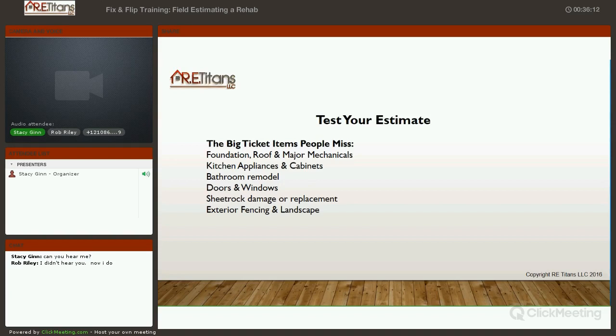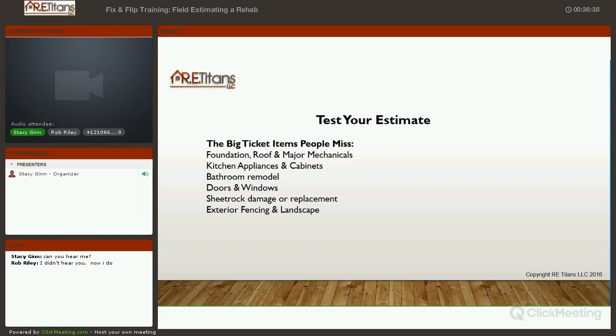Exterior fencing and landscape. We'll make sure that we cover that. And that's kind of a list of our major stuff. So what do we do with that? How do we use our range and then adjust for that? We want to look in and see where we think this is.